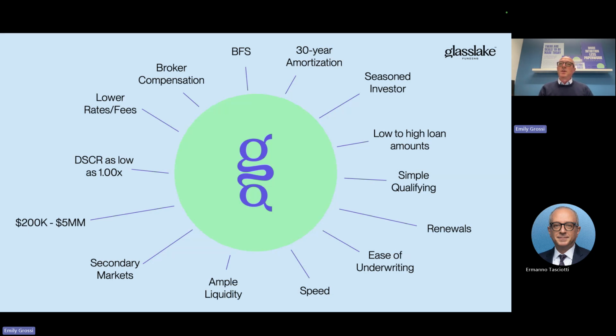Our qualifying, we try to make it as simple as possible. We don't throw the rule book out the window. We just try to look at it in a more realistic manner. We're not so much tied to certain things. We look at: does the deal make sense? Does the income make sense? Does the real estate make sense? Our renewal fees are $500. So if a client were to come to us for a two-year term on a commercial mortgage, at the end of that two years, all they have to pay is $500.